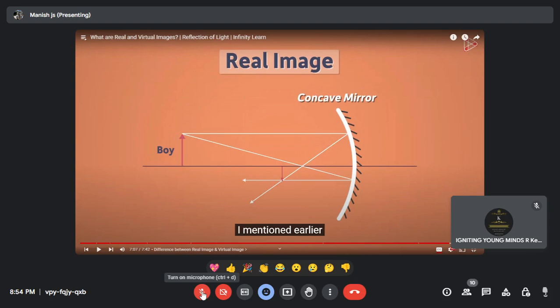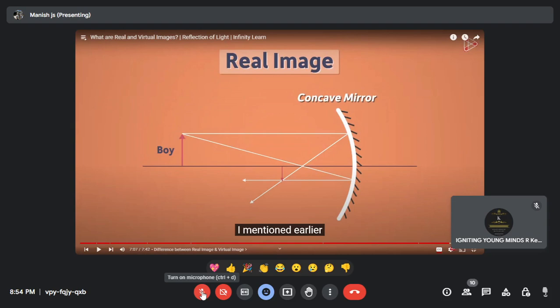I think they are real images, sir. They are real images. Okay. Why are they real images? I don't know why. I just thought they'd be real images, sir. Okay. But you guessed it absolutely right. It is real. Why do we call it real?